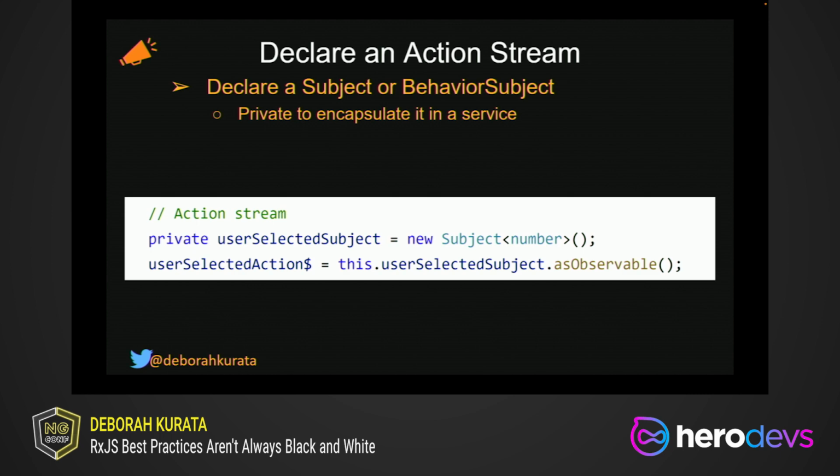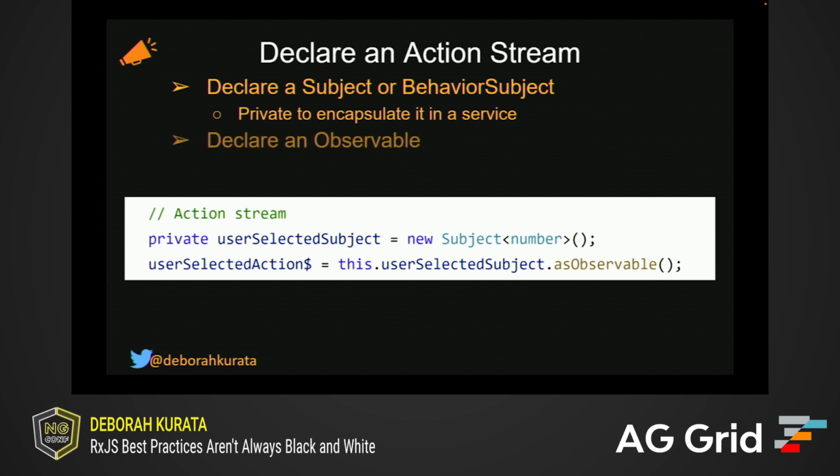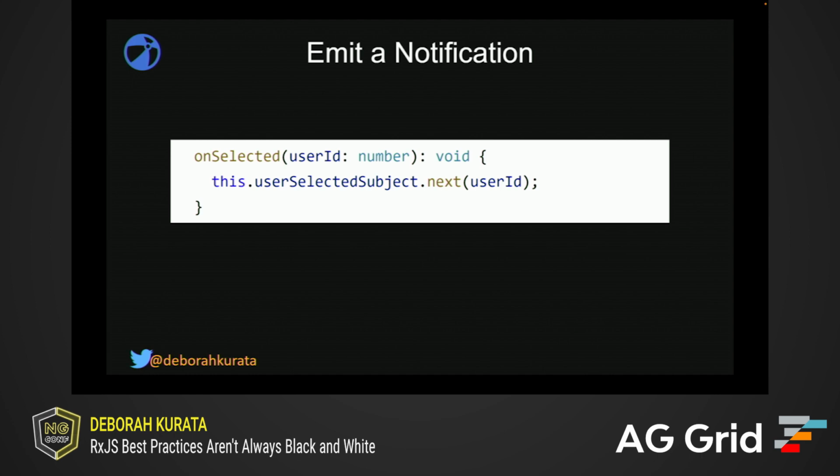Because we don't want any other part of our application to be able to error it out or complete it or put anything into it. We want to control where it's being emitted into. However, we do want the whole rest of the application to be able to subscribe to it, to access the read-only parts of it. So that's what that second line is for. We declare our observable that is kind of the read-only part of our information, which is that emitted value.